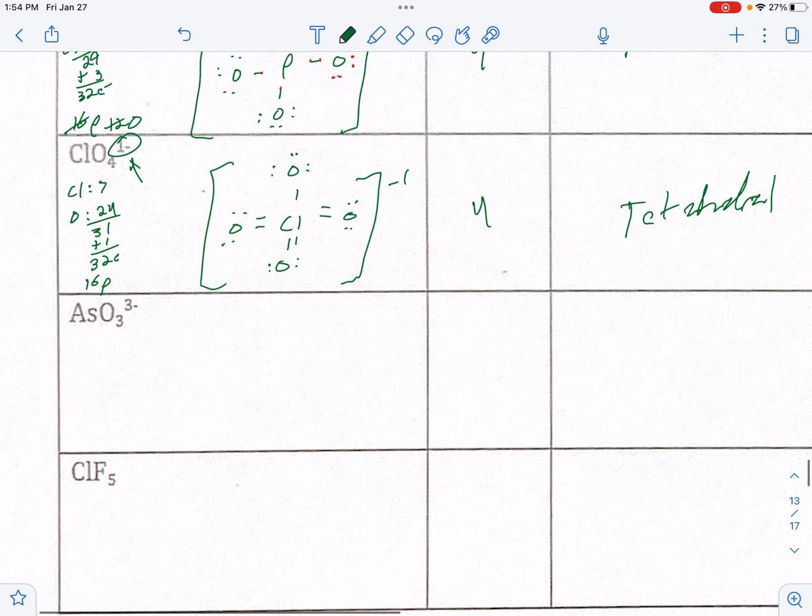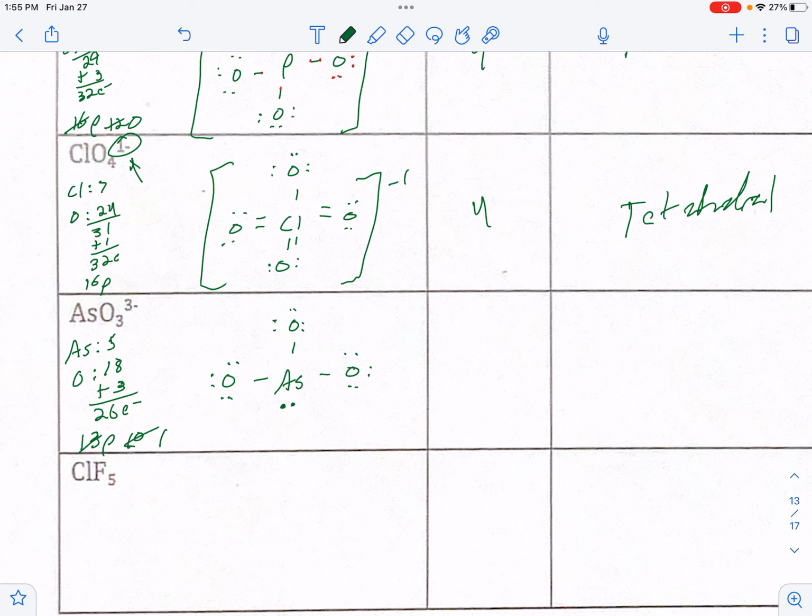Okay, we'll do one more and then we'll move on to the next. So, arsenic has 5. Oxygen has 6, but there's 3 of them, so that's 18. I'm going to go ahead and add the 3, which comes out to be 26 electrons, which gives me 13 pairs. Arsenic's going to be in the middle. I used up 3, so I got 10 left. Take care of my oxygens. I used up 9, I got 1 left, so that means the leftover pair is going to go back on arsenic.